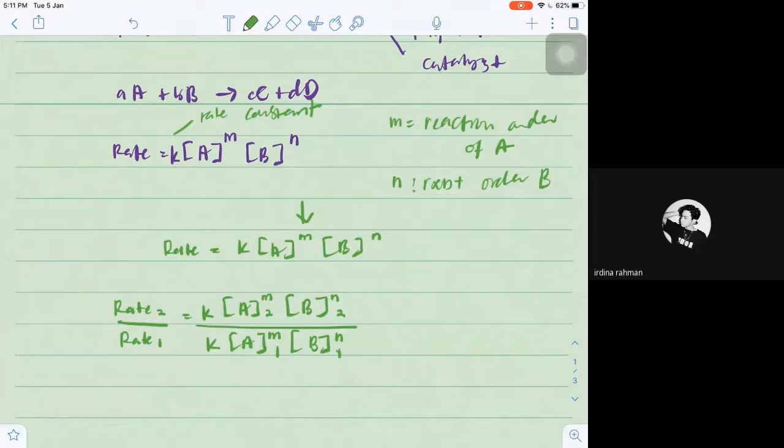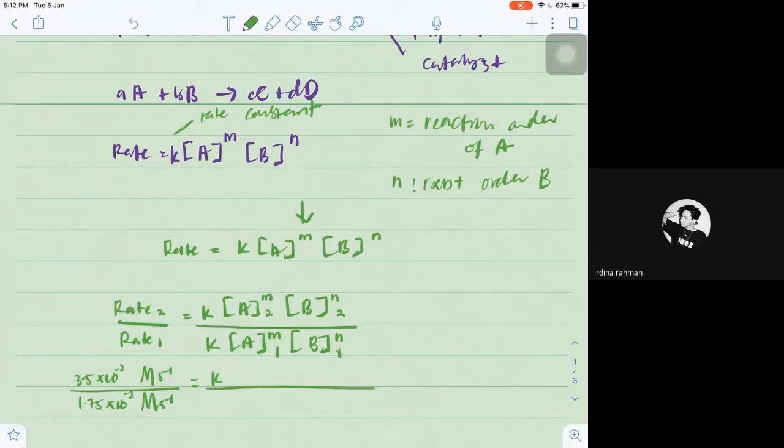Okay, so just plug in the values. So rate 2 is 3.5 × 10^-2. I change mole per liter to molar per second. Mole per liter is molar, because the unit is too long. And then rate 1 is 1.75 × 10^-2 molar per second, is equal to the rate constant that we don't know.